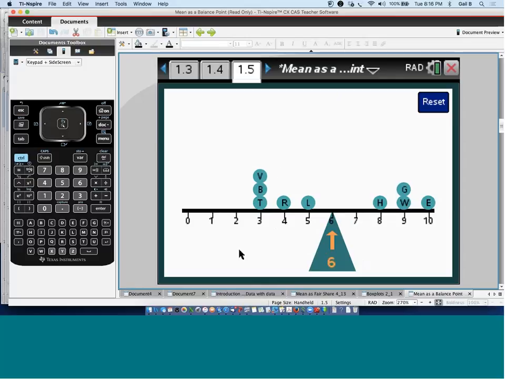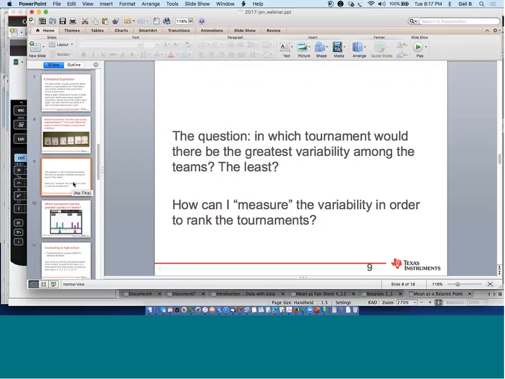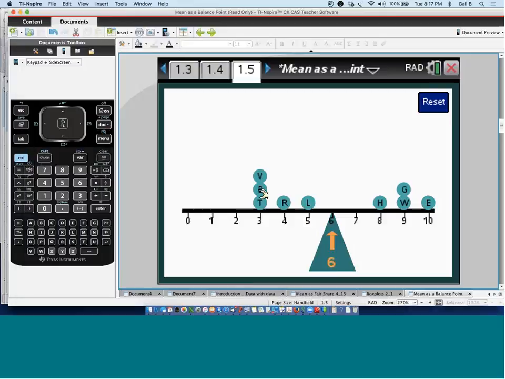Okay. So here's the task. I'm going to flip to a PowerPoint here. Suppose I had my kids in my class, which I do all the time. They have several different tournaments depending upon the constraints. And the question here is, which tournament has the least evenly matched teams? Which tournament has the most evenly matched teams? So the kids are looking at all these different distributions, and they're trying to figure out, in statistical language, in which tournament would there be the greatest variability among the teams? How can I measure the variability?